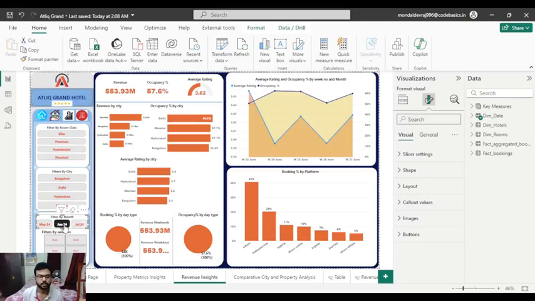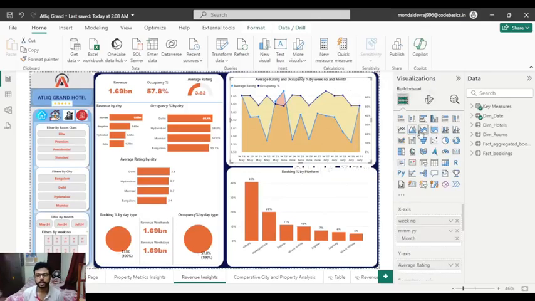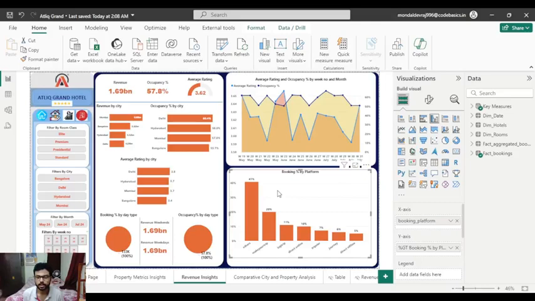So now let's go over here. We can see that here is an area chart. That area chart represents the average rating and occupancy percentage by week number and month. So we can see that in week 21 of May, the average rating was 3.62 and the occupancy percentage is 1.1 percent. And in the downwards, we can see that there is a clustered column chart that represents the booking percentage by platform. Here we can see that MakeMyTrip represents 20%.